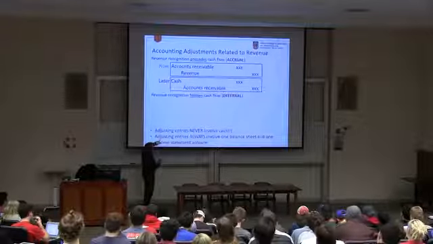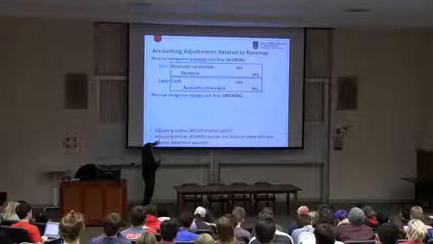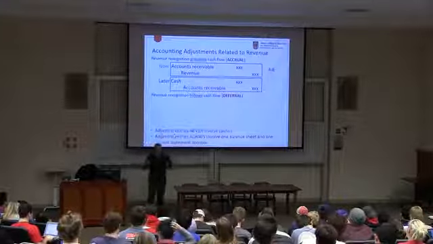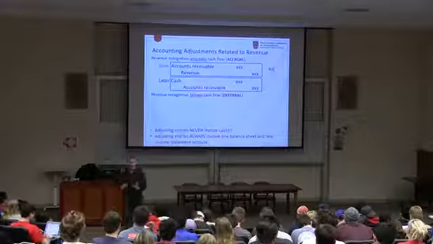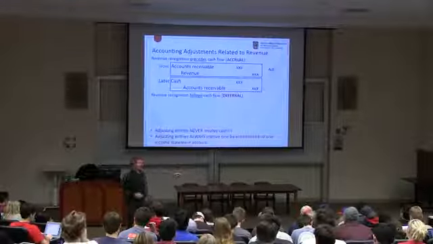Adjusting entries always include one balance sheet account and one income statement account. So that first entry up there, that's the adjusting entry. We're going to accrue the revenue, meaning we're going to record the revenue now, even though we're not going to collect the cash until later.